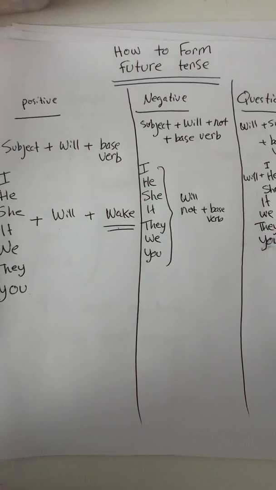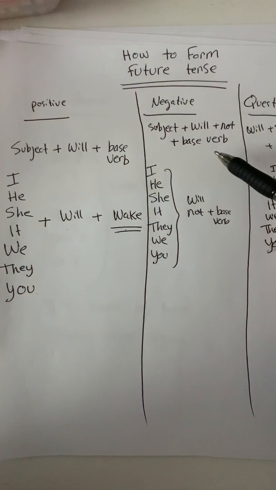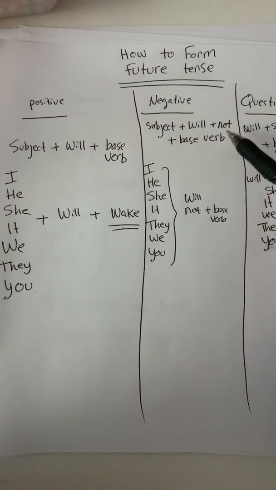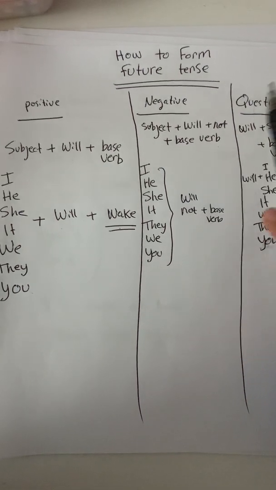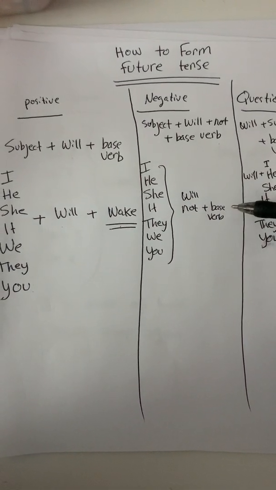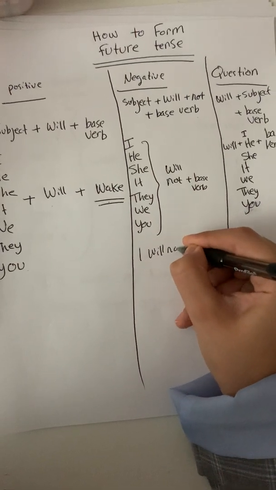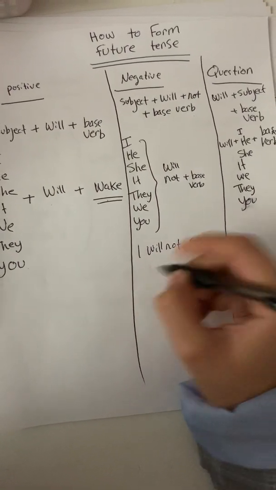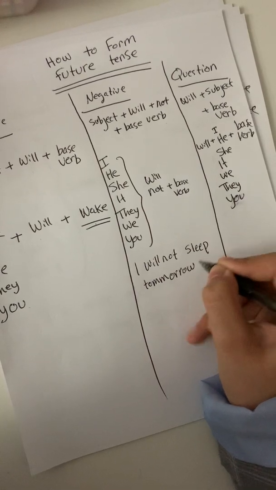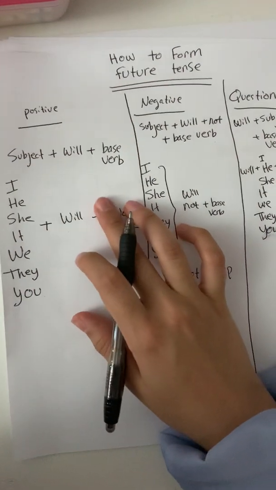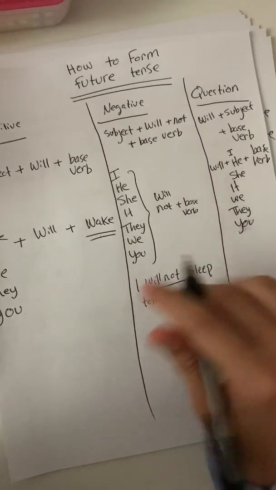But if you want to make a negative sentence, it's the same map as a positive or affirmative sentence, but you have to add not after will. For example, the subject plus will plus not plus the base verb. Okay, for example, I will not, and then the base verb. Let me give you an example. I will not sleep tomorrow. You probably have work, you probably have homework or tests, anything like that. Okay, I will not sleep tomorrow.